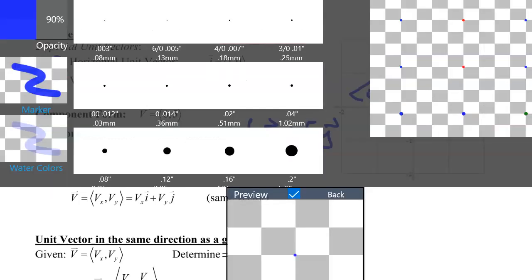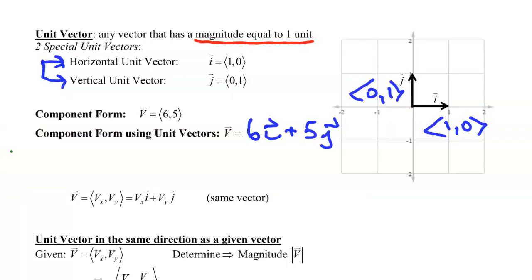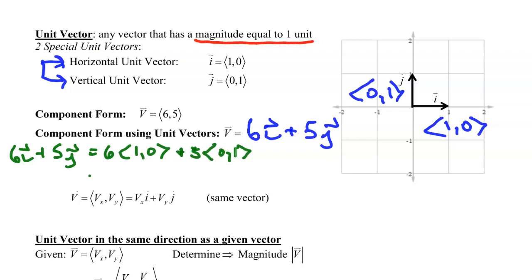Okay, let's talk about how we can prove this. Well, let's see. 6i plus 5j is equal to 6 times 1, 0 plus 5 times 0, 1, which is equal to 6, 0 plus 0, 5, which is equal to 6, 5. And it works out. So the idea is that there's two ways to write it.